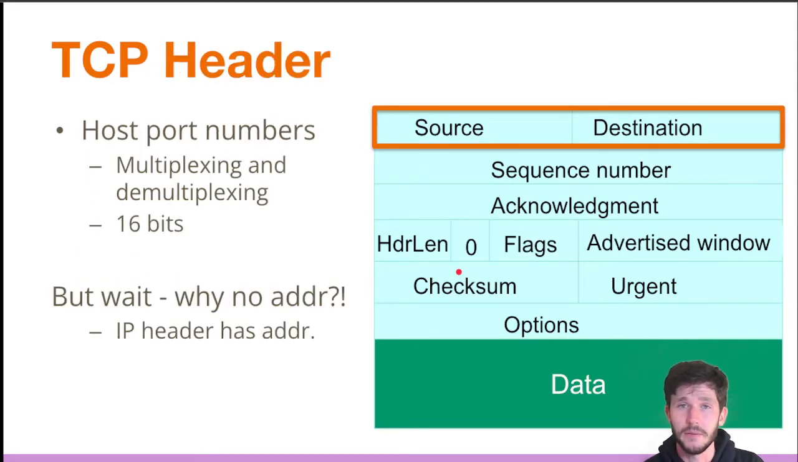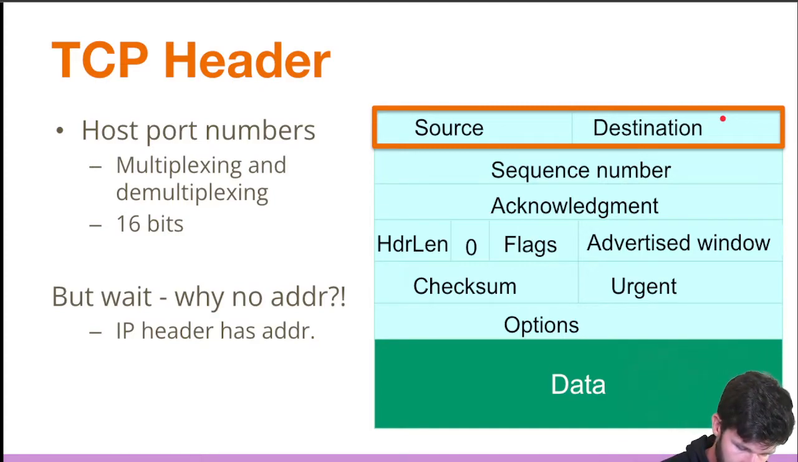So looking at this header, what does the header contain? Well, there's a source and a destination field. And here we have these host port numbers. Now I want to point out there is no IP address here. And why is that? Why is there no IP address in the TCP header? Isn't it needed to know where the packet is going to go? Well, it's because the IP header already contains that destination IP address.